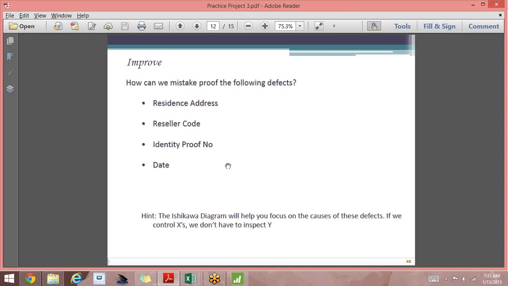But even before that, the Ishikawa diagram will help you focus on the causes of these defects. These are the defects, residence address. But why is there a mistake for this residence address? Why are people forgetting or entering their residence address incorrectly? For this, you will brainstorm using the Ishikawa diagram, that is the fishbone diagram. And whatever causes you get, you try to address those causes using mistake proofing. So try to mistake proof wherever possible. If you do that, that is the best solution that you can provide to any problem. The moment it is mistake proof, that means no one can make mistakes even if they want to. So that is the beauty of mistake proofing.